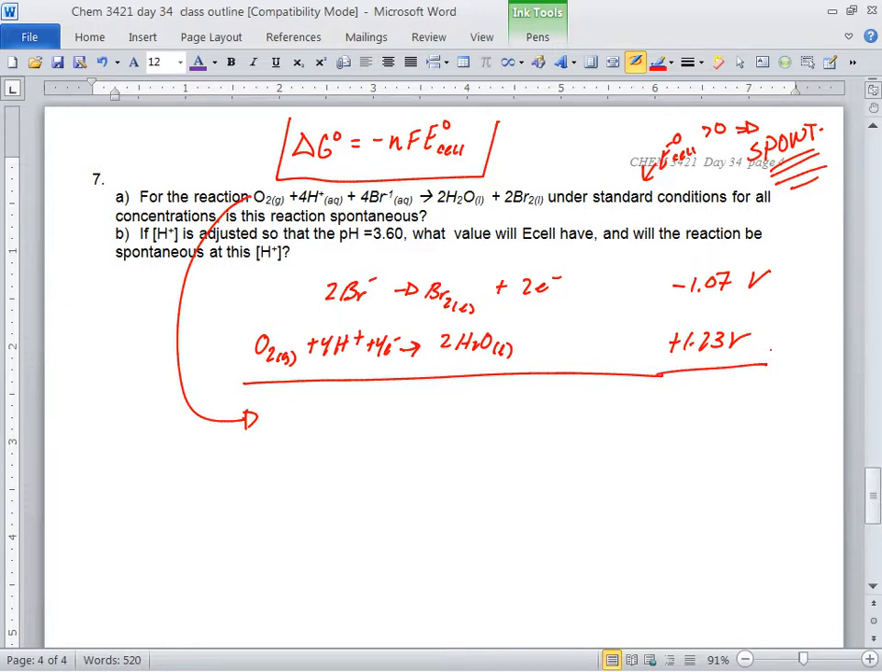Okay. So if you want an overall balanced reaction, you multiply the top one through by 2. So you can check and make sure that you get the same overall reaction, but I'm sure we do, right? But you should have a negative 1.07 and a positive 1.23, which is a positive 0.16 volts. Okay?